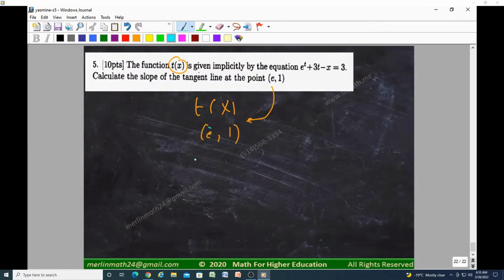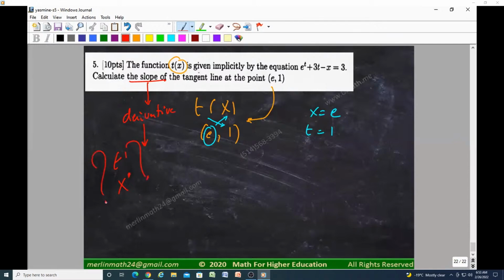Which one is this value? Yeah, do the arrows, I mean. What do you write? That one is t. No, that one's x. Yeah, you go this way. Anyhow, so x is e, t is 1. So that I assign. Now, when they say the slope, it means derivative. It's derivative, but is it t prime, I'm asking, or is it x prime?